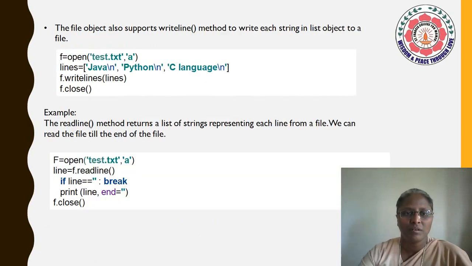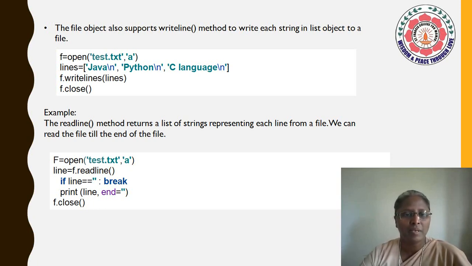The file object also supports the writelines method to write each string in a list object to a file. f equals open test.txt, a is for append. Lines equals Java, Python, C language, and so on. So three lines of strings we have written. f.writelines of lines, so this list has been written. f.close, we close the file.